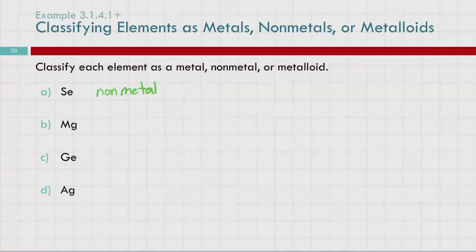Next up, we have Mg. Mg is over here. What do we think Mg is? Yeah, Mg, magnesium, is a metal, sometimes used in rims for cars, I think. And we also have Ge. What do we think Ge is? Yeah, it's a metalloid. Guessing a metal would also be fair. And then what about Ag? Metal. Yeah, Ag is silver. That's definitely a metal.